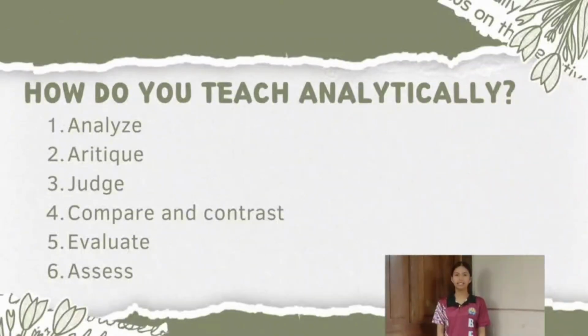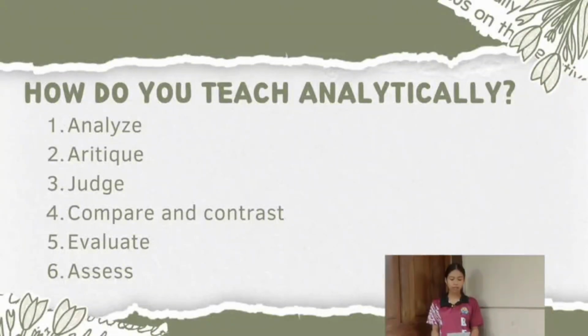How to teach analytically? First is you need to analyze. Analyze means you need to construct information, typically when explaining something. The second one is critique. It is when you give your opinion about the good and the bad. For example, with a cellphone, you look at whether the brand is good or not. Number 3 is judge. It is your own opinion. For example, the artwork of Larry Alcala, The Slice of Life. Sometimes we must understand and reflect on what is the real meaning behind the drawing or painting.